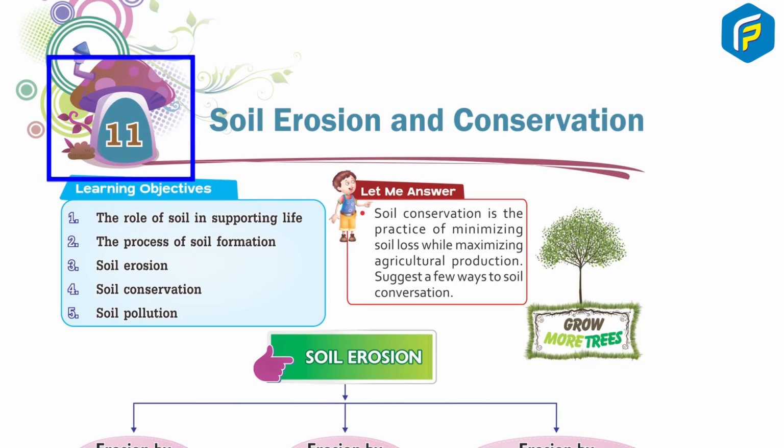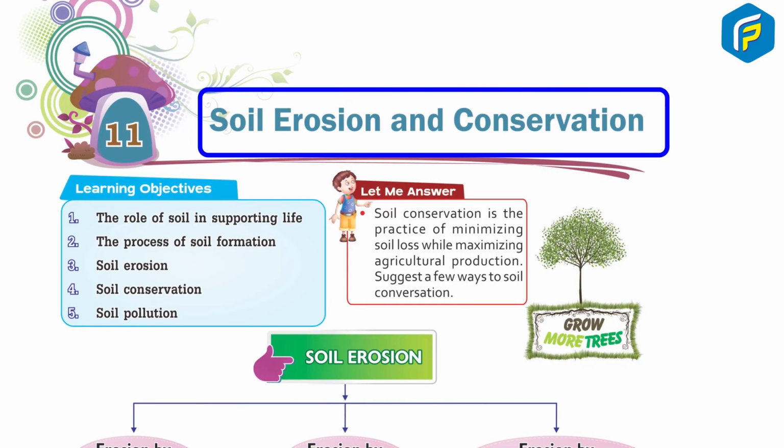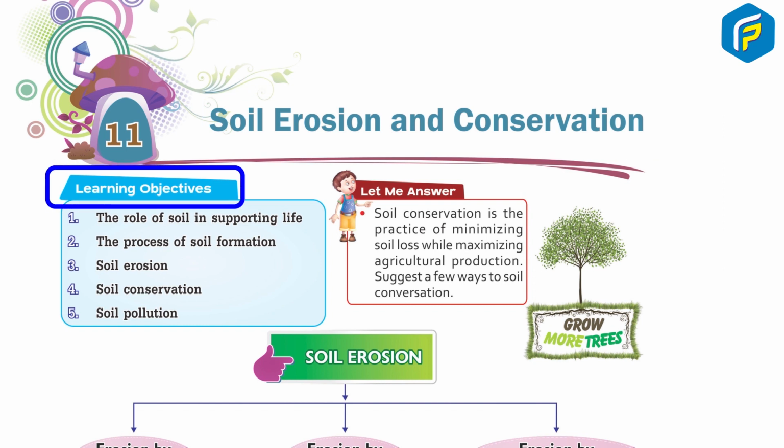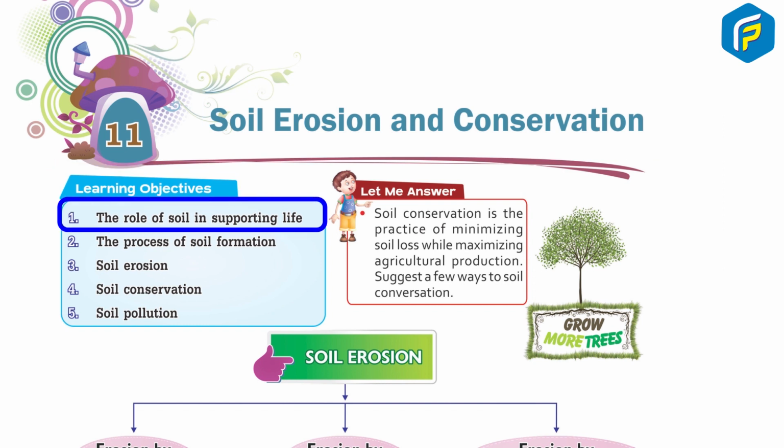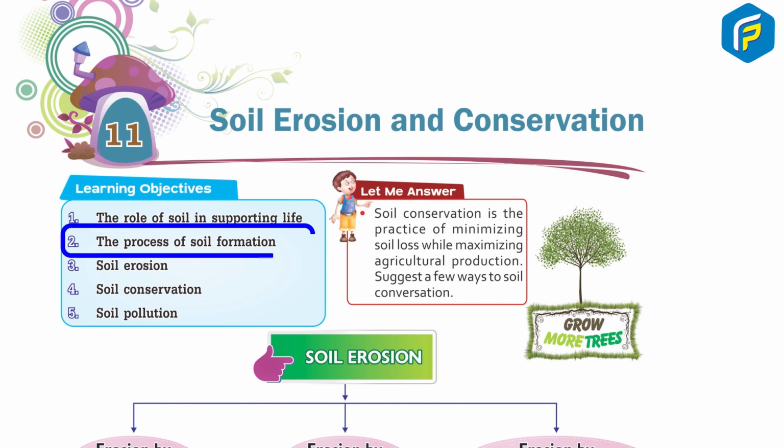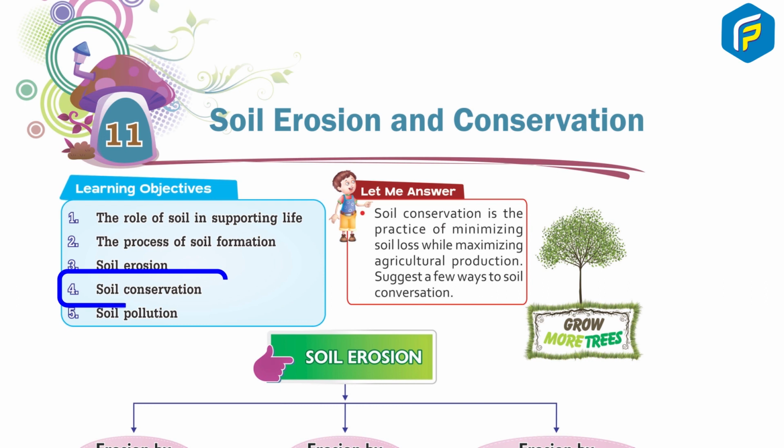Chapter 11: Soil Erosion and Conservation. Learning Objectives. 1. The role of soil in supporting life. 2. The process of soil formation. 3. Soil erosion. 4. Soil conservation. 5. Soil pollution.